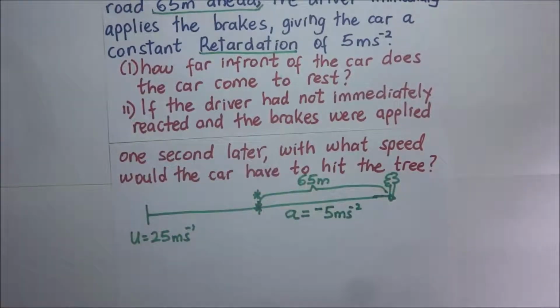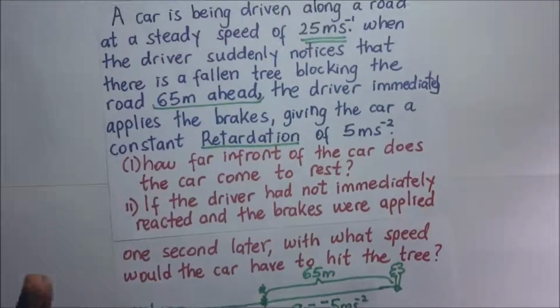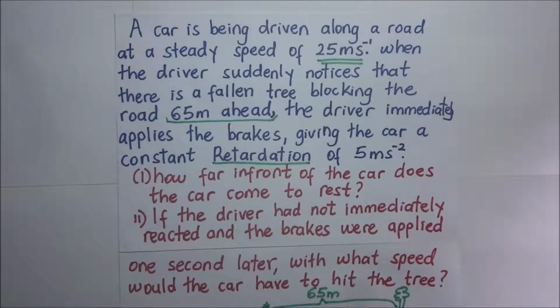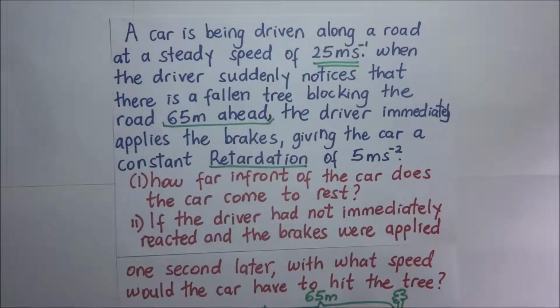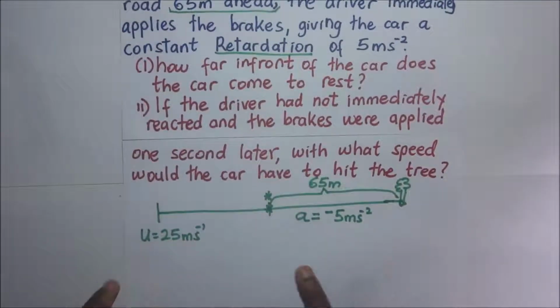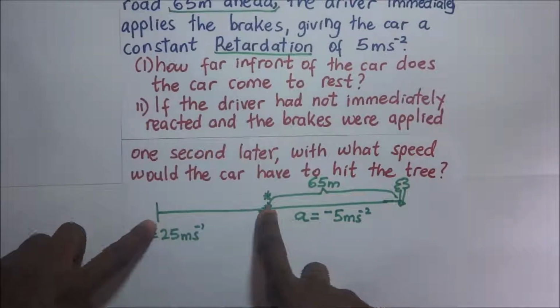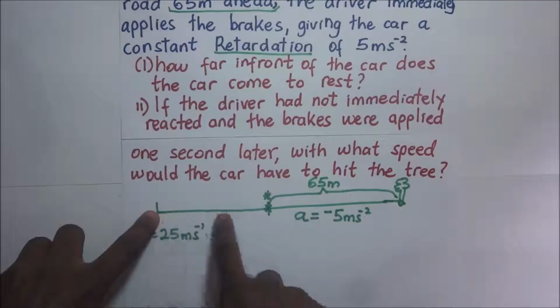Now, let's take note of this. This question has two kinds of motion. It is all straight line motion, but we have straight line motion with constant velocity, then we have straight line motion with constant acceleration or deceleration. In the first portion of the journey, the car was moving at a constant velocity of 25 meters per second.